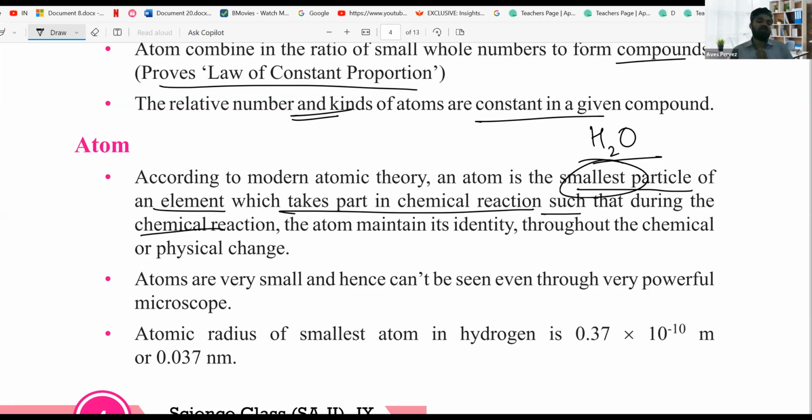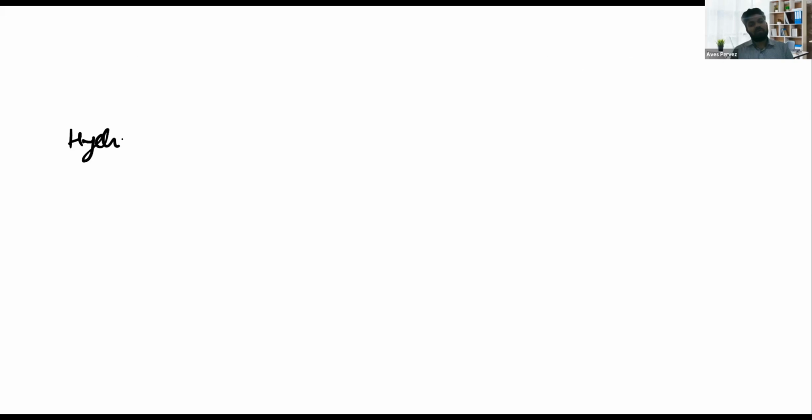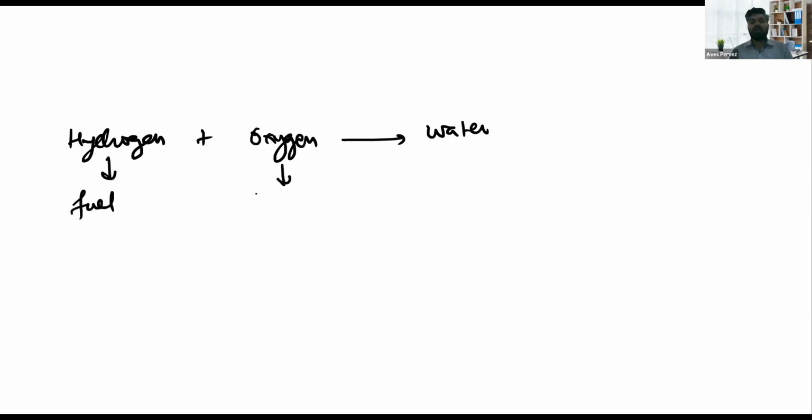What does this word mean, that it maintains its identity? For example, hydrogen is a fuel and oxygen helps in combustion. But water extinguishes fire. So when hydrogen reacts with oxygen, it gives you water.